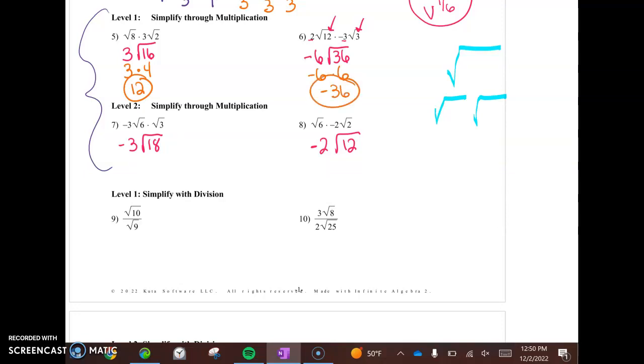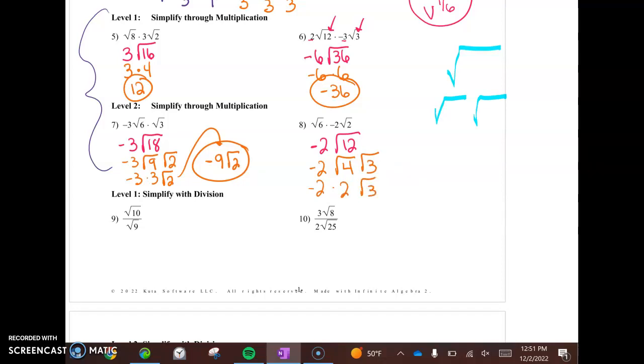7, 8 are level 2 problems because 18 is not perfect, but I could break down into factors and then do this. And now I have 2 outies that can multiply into -9 and become a square root of 2. And on this one, I could break 12 down into the factors of 4 and 3. 4 is perfect. And now my outies here can become -4 with the square root of 3. So I realize I'm going fast. Remember, you can stop and rewind and pause the videos.